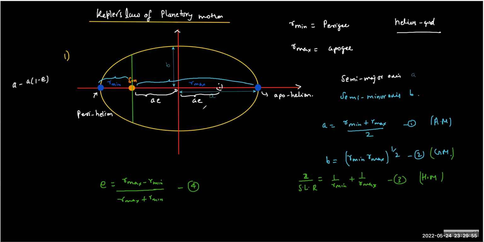And when eccentricity is exactly equal to 1, the ellipse will transform into a parabola. So a parabola is something where E is equal to what? 1. Understood? In case of a parabola, E is equal to 1.